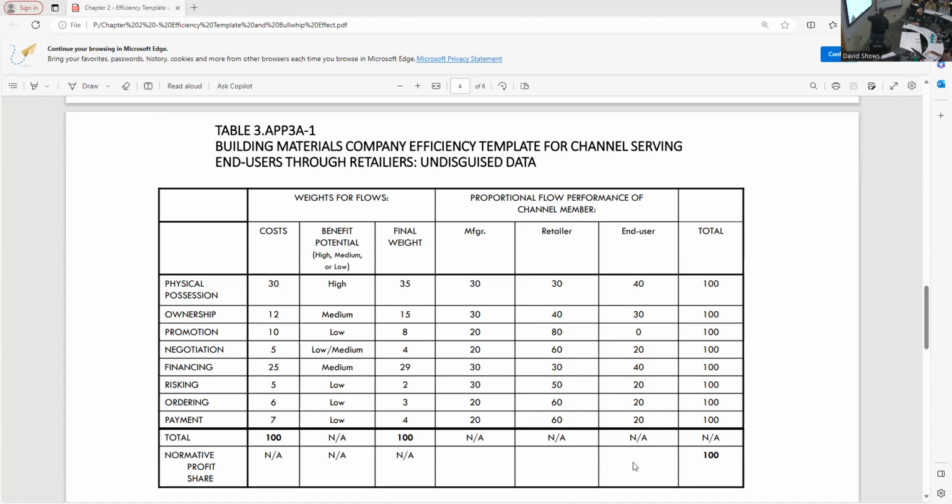Okay. So here we have the channels themselves: manufacturer, retailer, end user. And why is the end user in the channels?